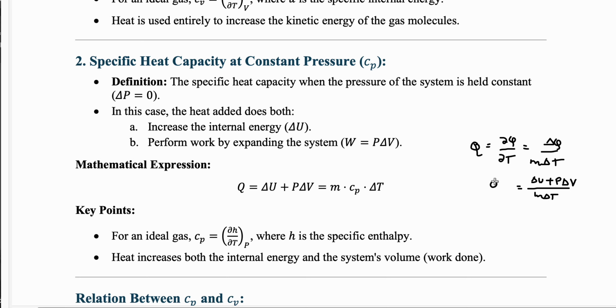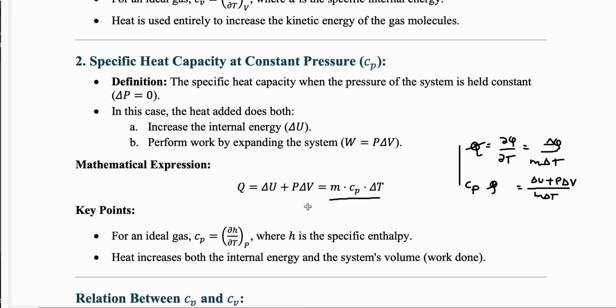This is my q. Or sorry, this is not q, this is cp, specific heat at constant pressure. This is cp. So that means cp into m delta t is this relation, so that's why we have written m cp into delta t is equal to this relation. So this is what we have for this.